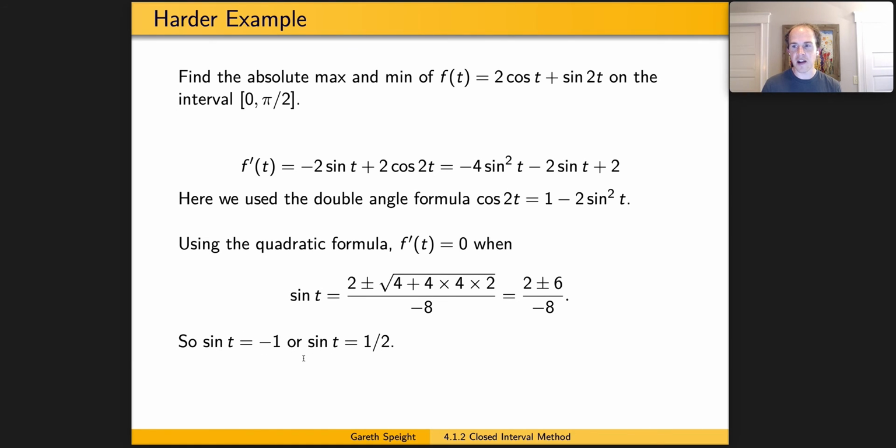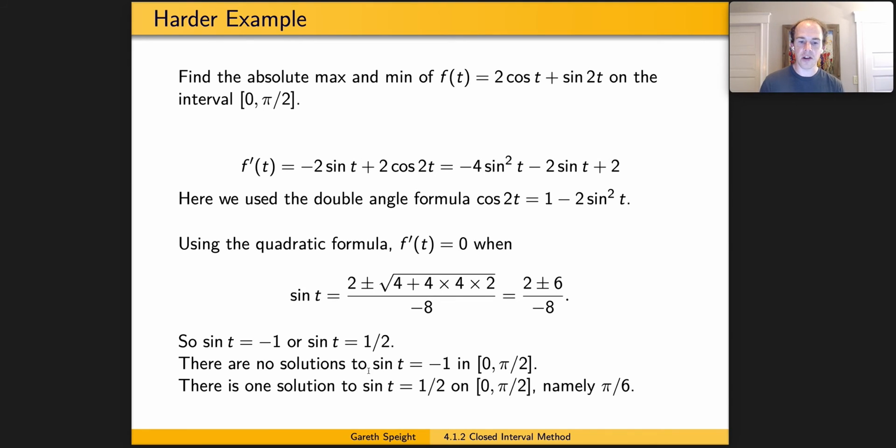So instead, we have to look at sine t equals 1/2. There is a solution to sine t equals 1/2 in the interval 0 to pi over 2. There is exactly one solution, and that's pi over 6. So as we said, no solution to sine t equals minus 1, but there is one solution to sine t equals 1/2 in our interval, pi over 6. It was this way because we have to work within the interval we were given, 0 to pi over 2.